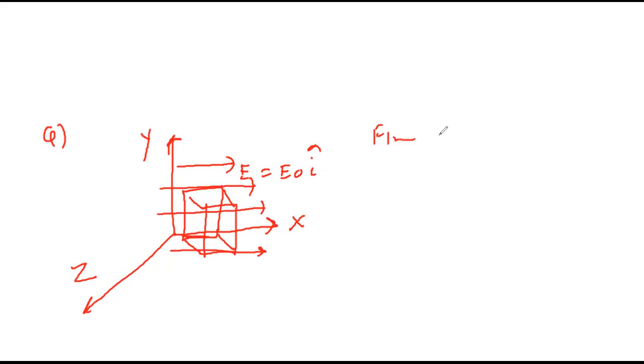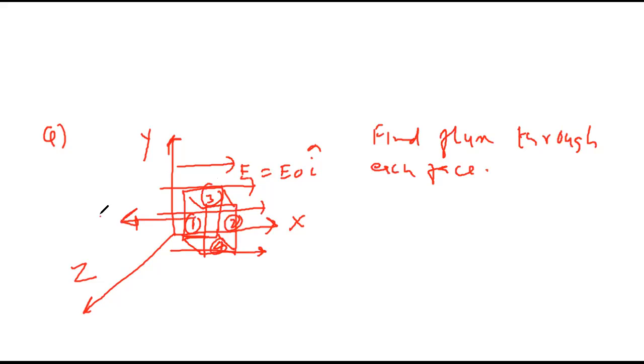Find the flux through each face. So this is one face, two, three, four, and front to back are five and six. What will be the direction of the area vector for the first face, right or left? Left. This will be its area. And for the second it will be outward.